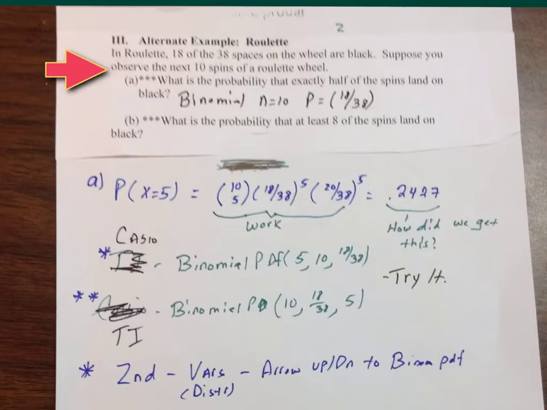You must show your work to receive credit, so according to the formula, we'll find the combination of 10 choose 5, 10 being the number of trials and 5 the number of successes. That's a combination, and we'll multiply that times the probability of a success, in this case 18 out of 38, raised to the number of successes, in this case 5. We're going to multiply that times the probability of a failure, which is 20 out of 38, raised to the n minus k, again 5. You'll get the answer out of your calculator as 0.2427.